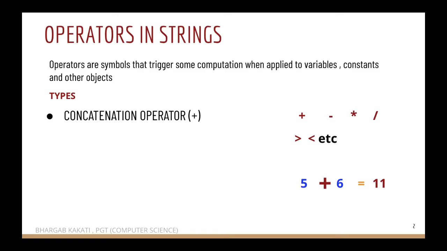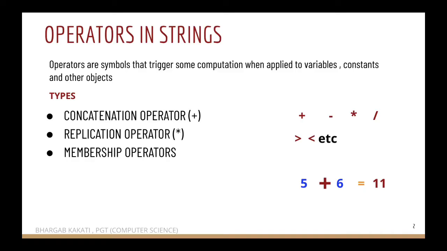Plus is used for two purposes. One is concatenation and other is for addition. Here, since we are discussing the operator plus with respect to strings, here it is known as concatenation operator. The meaning of the word concatenation is joining. We will discuss this operator in detail in a few minutes from now. The second type of operator in string is the replication operator. It is denoted by the multiplication symbol, but the operation that will be triggered after applying replication operator is different here. Next we have the membership operator, and comparison operators.